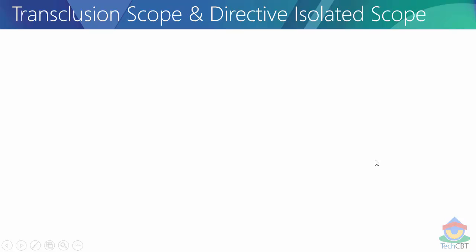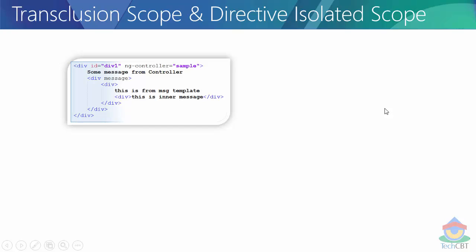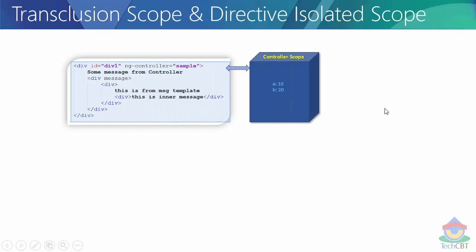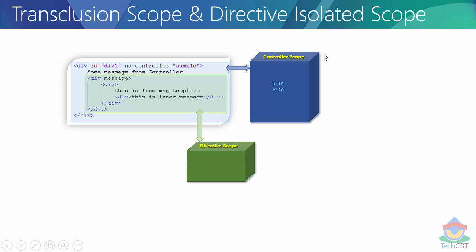And now the isolated scope. So you can see directive scope that is isolated, still having the same markup. We have the controller with the members A and B, and I have the directive with an isolated scope. So whenever I say isolated scope, there is no relation between these two.